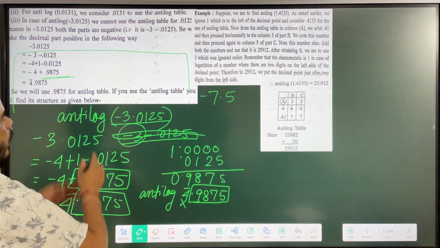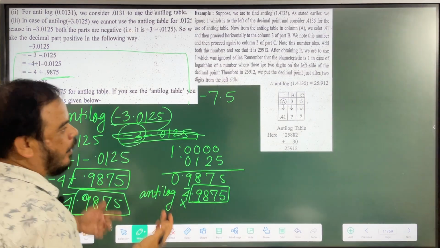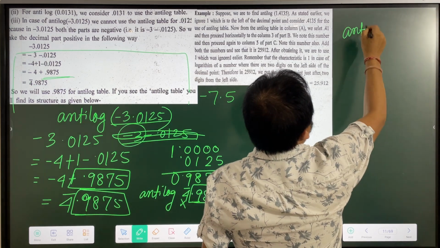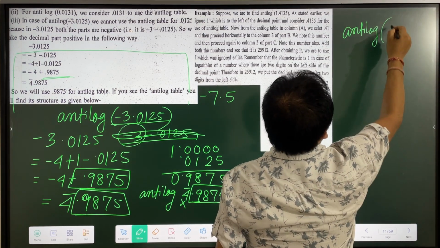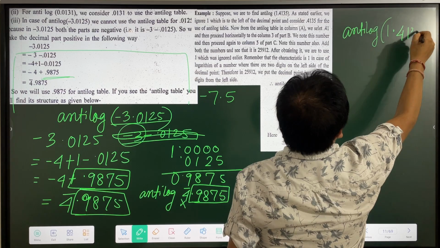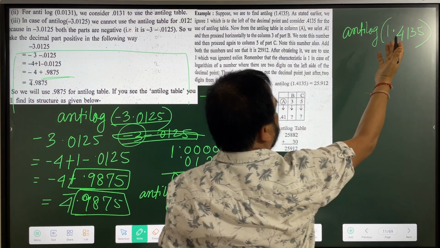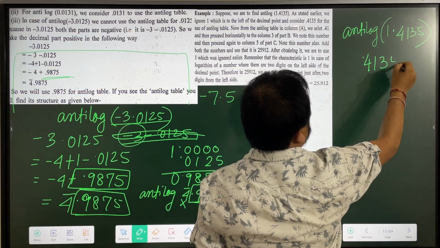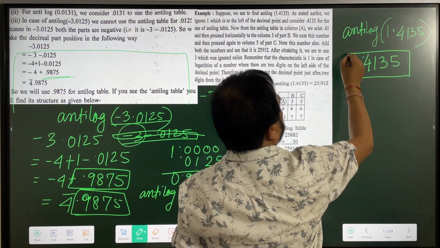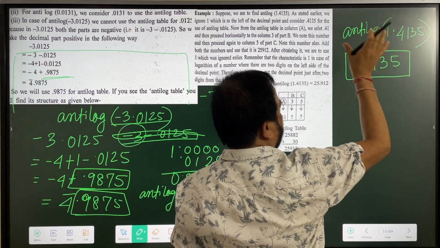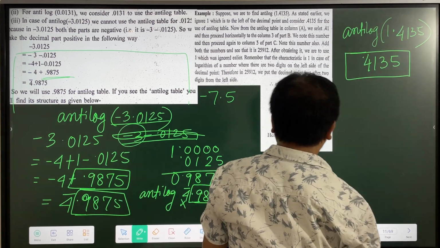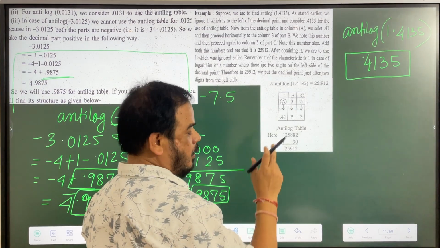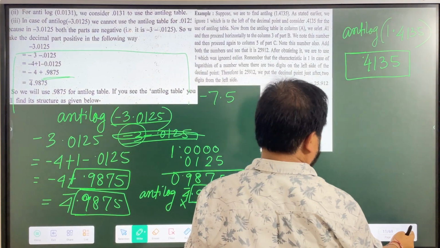So when negative, we convert it, and when positive, we find it directly. Here one example is given: antilog of 1.4135. Here there is no problem because it is positive. We will find the antilog of 0.4135 because antilog is related to the mantissa. We will find 0.4135 from the antilog table. So let us go to the antilog table now.